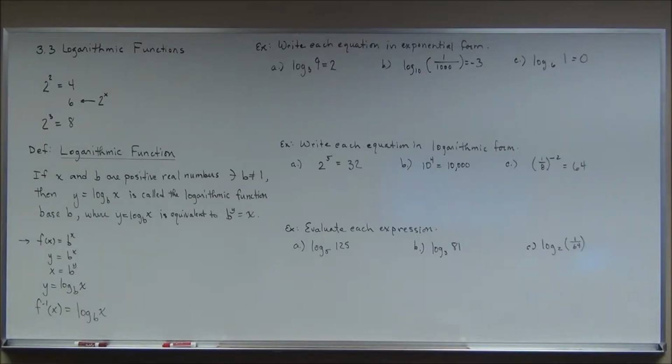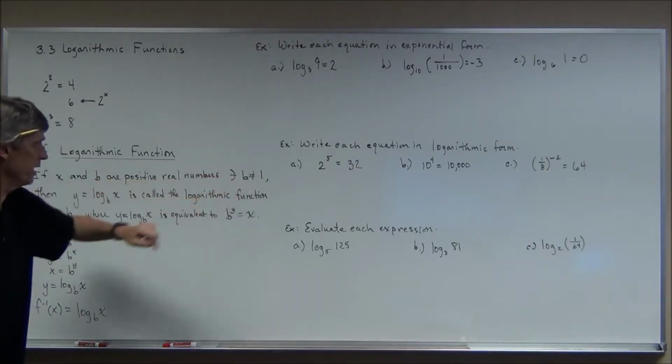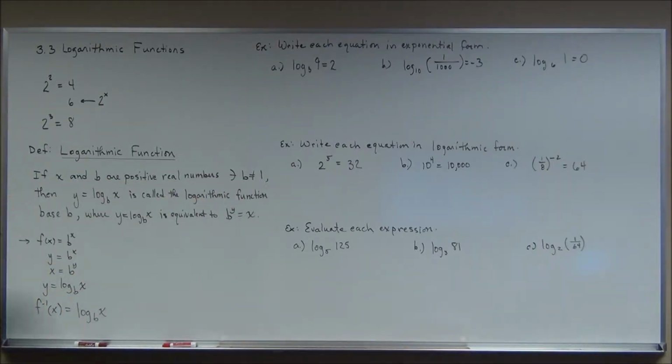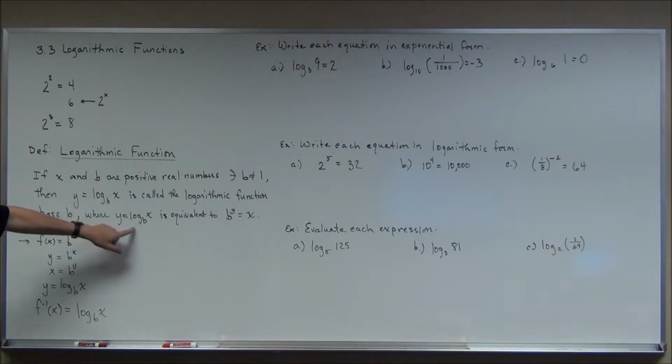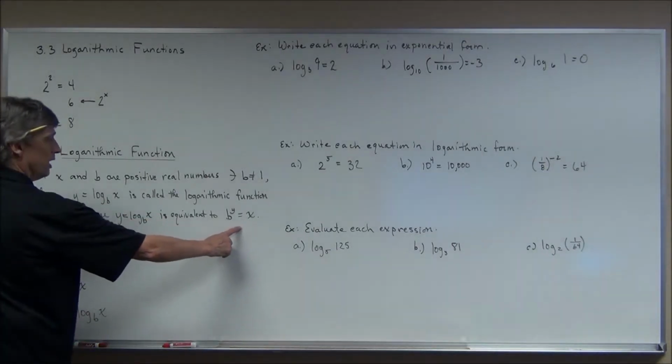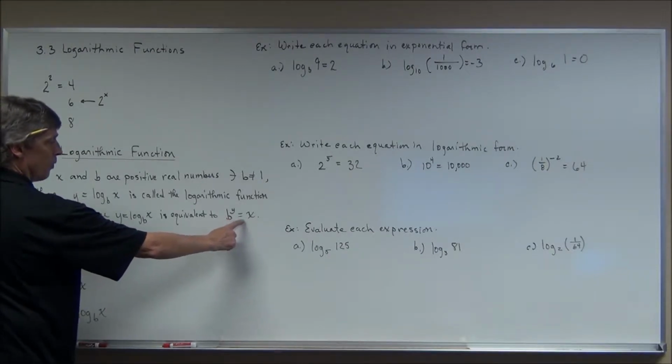Definition here. A logarithmic function: let x and b be positive real numbers such that b cannot equal 1. So b is positive but not equal to 1, and so is x. X is positive. Then y equals the log base b of x, where log is the abbreviation for logarithm, is called the logarithmic function base b, where y equals log base b of x is equivalent to, now notice here, what is it equivalent to? It's equivalent to b to the y equals x.